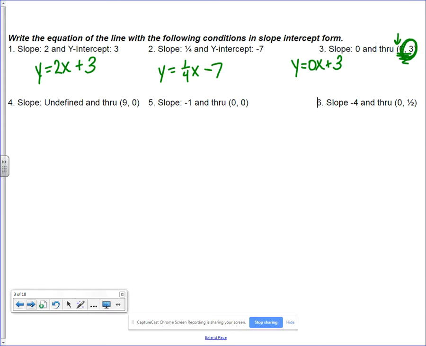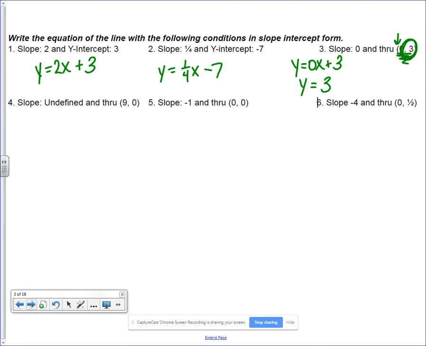Or I could also write it as what? Just 3. Because 0 times anything is 0, isn't it, folks? Guys, what kind of line is this that has a slope of 0? Horizontal. A slope of 0 is a horizontal line, which means the y's have to stay the same, which means the y has to be whatever the y is in that point, which is exactly what we did, correct? Take a look at the next one.